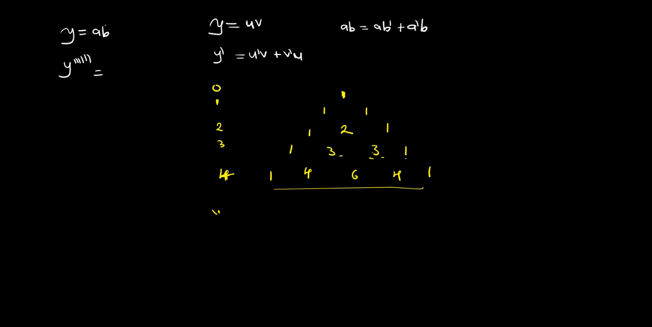So suppose I'm told to find the dy/dx of, let's say, y is given as a b, like that. Then I'm told to find y prime prime prime prime, the fourth derivative. All right, so what I'm going to do is go to the fourth row of Pascal's triangle. This is my fourth one. So I'll write 1, 4, 6, 4, 1.